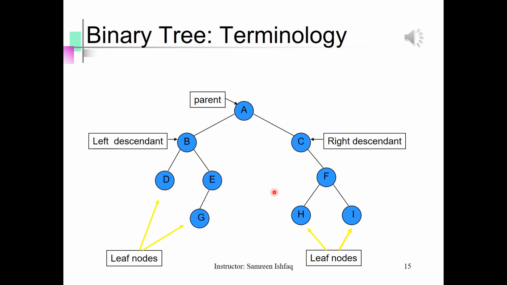Let's discuss the terminologies of a tree that we are going to use in our algorithms. In this tree, A is a parent node, B and C are left and right descendants or children. We're going to use three terminologies: parent, child, or descendants. The nodes that have no left or right subtree or left or right child are the leaf nodes of a tree. In this tree, D, G, H, I are leaf nodes.